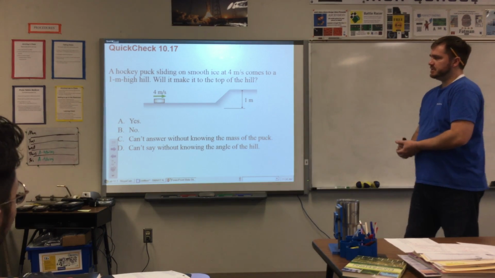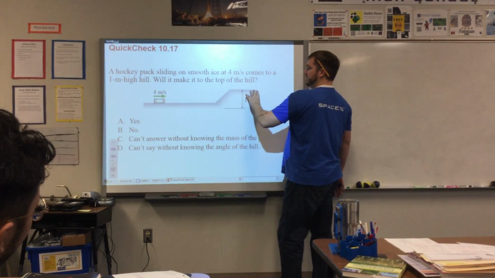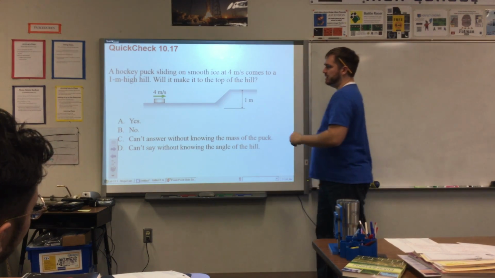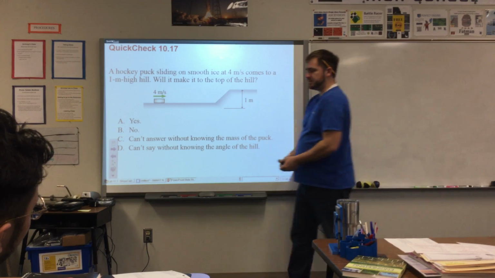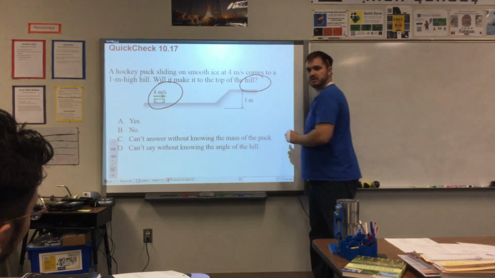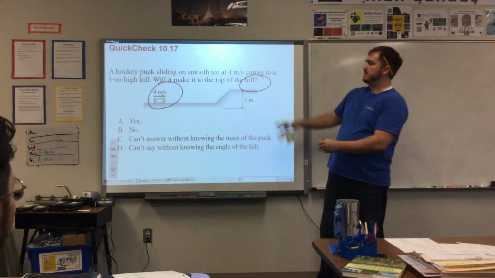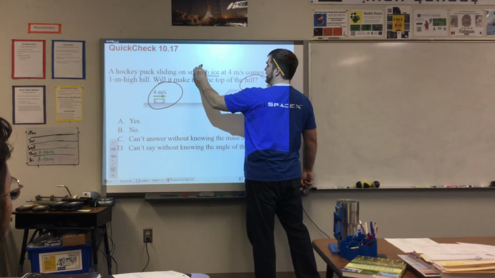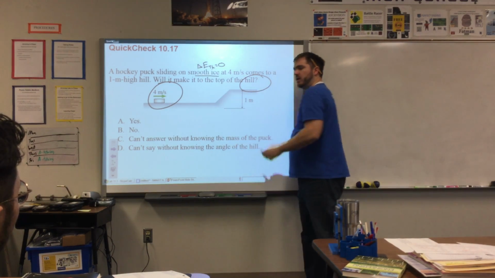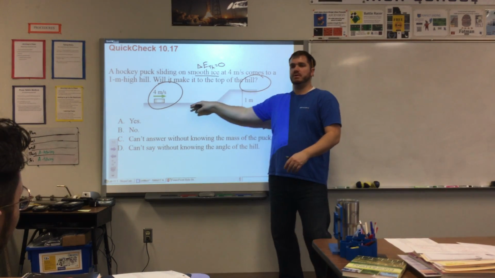Okay? This question says a hockey puck sliding on smooth ice at 4 meters per second comes to a 1 meter high hill. Will it make it to the top? Will it get up over here at all? Let's talk about how we set this up in terms of energy before and energy afterwards. Since it's saying smooth ice, that implies the change in thermal energy is zero. All the energy is going to be converted here into here. We're not going to have any thermal effects for this.